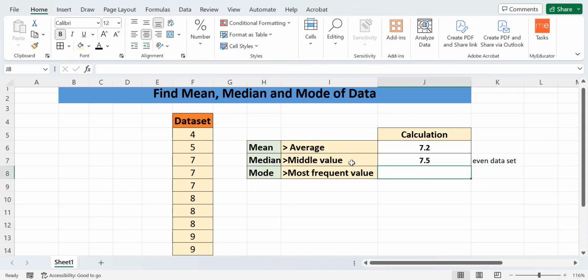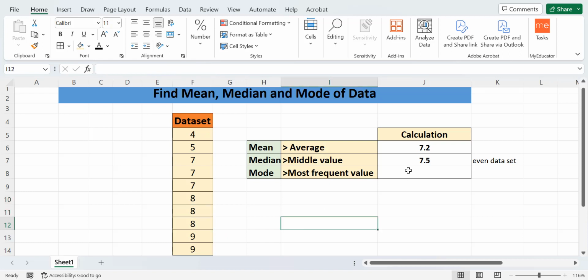Then we have the mode. Mode is the most frequent observation, or the value that is occurring most frequently, or that has the highest frequency. So here we have 7 that has the frequency of 3 and 8 that has the frequency of 3. So both have the same frequency. It means the data set is bimodal.